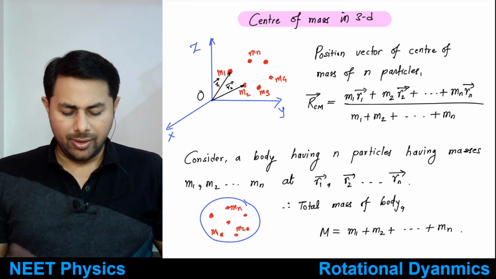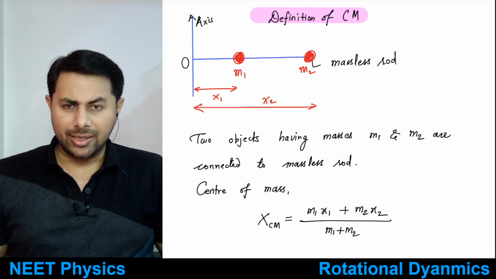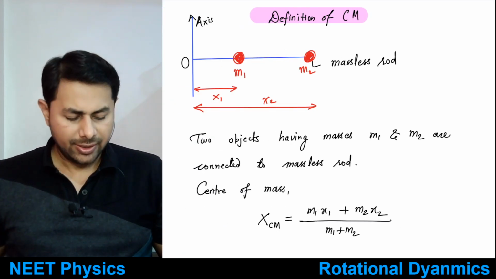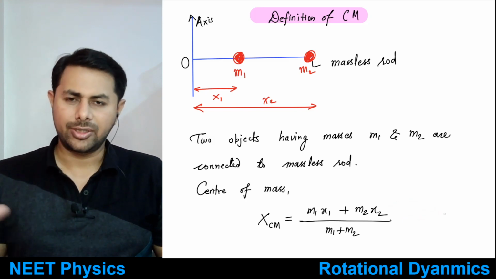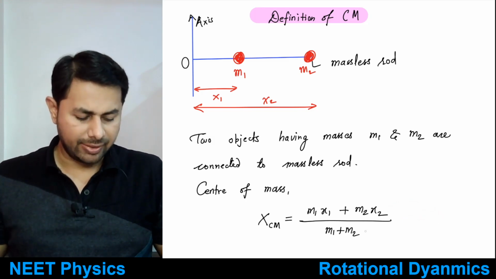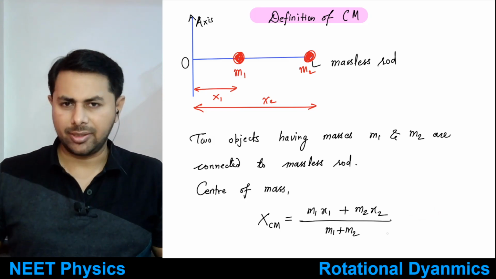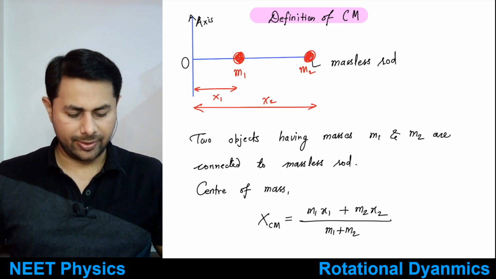Now if you have n number of particles, this definition can be extended. So it will be plus m3 x3 plus m4 x4 and so on up to mn xn, divided by m1 plus m2 plus m3 and so on up to mn.